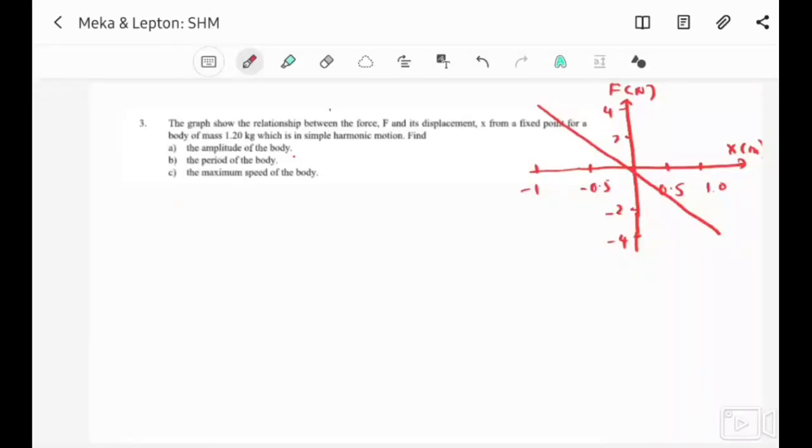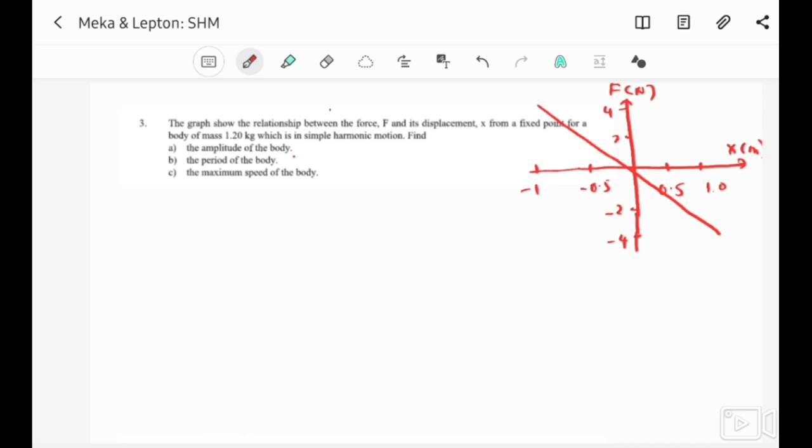Okay, our second question is, we want to discuss question number 3 in the PSQ book. This is the question. We are given a graph of F against x. The graph shows the relationship between force and its displacement x from a fixed point for a body of mass 1.2 kg. So this body is in simple harmonic motion. First, the question asks us to find the amplitude of the body. Where do we get the amplitude?